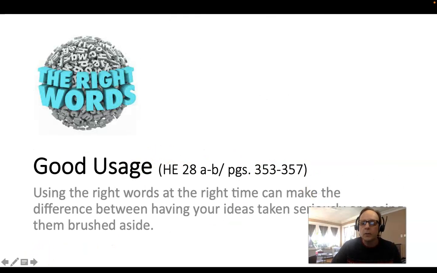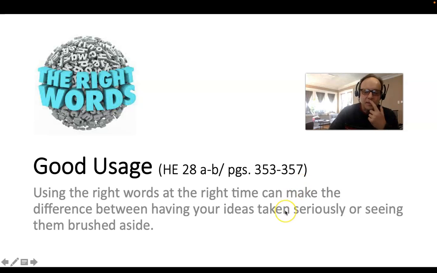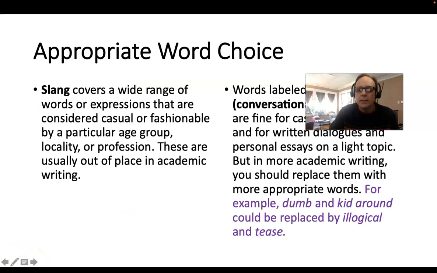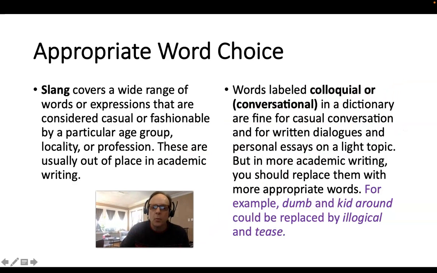All right, a little bit about good usage. This is not so much grammar, but the way we use the right words at the right time. So that's very important. What's really important about good usage, and this is on pages 353 to 357 of the Hacker Essentials book, is that it makes it more likely that you build ethos. If you remember, ethos is the idea that you know me, you can trust me as a writer, as a person, and it makes your ideas more likely to be taken seriously rather than seen and brushed aside and not taken seriously. So let's look at a couple of examples, just using the appropriate word choice.